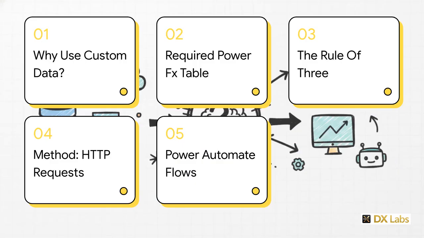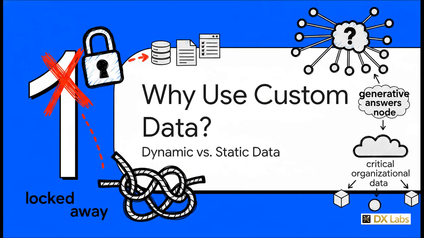To master custom data connections for the AB 620 exam, we're going to hit a few key areas in this explainer today. We'll look at why use custom data, the required Power FX table, the rule of three, and our two methods, HTTP requests and Power Automate flows. Starting with part 1, why use custom data?